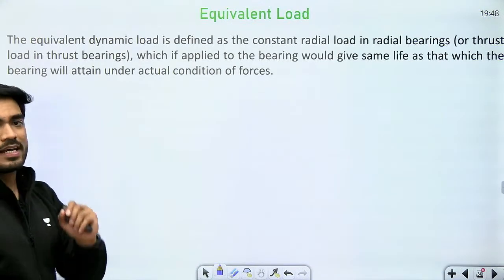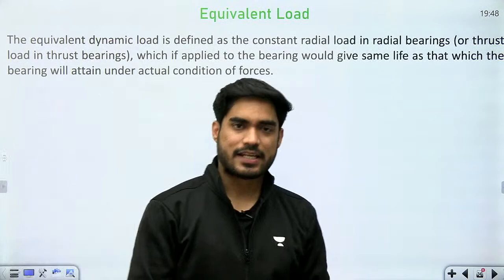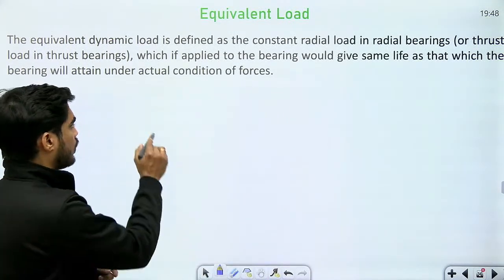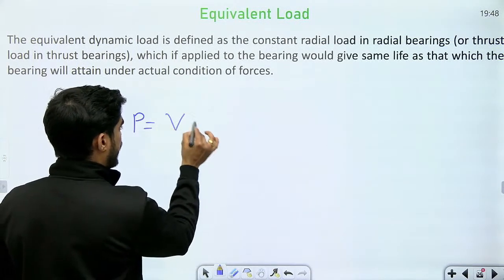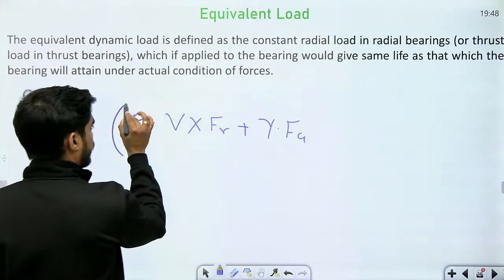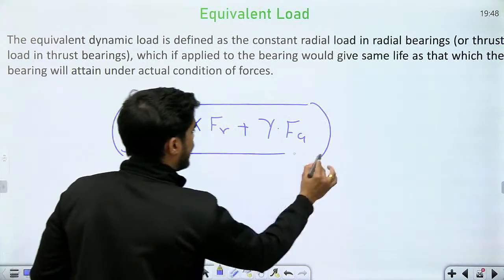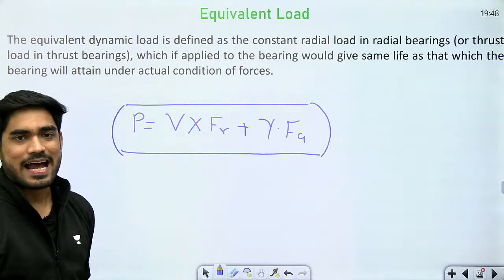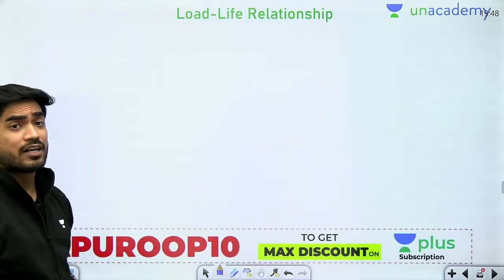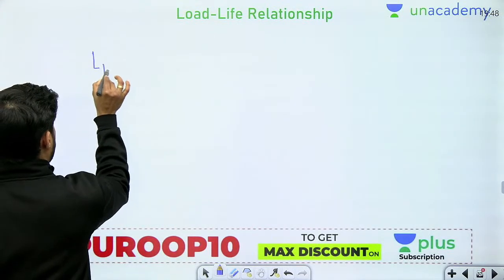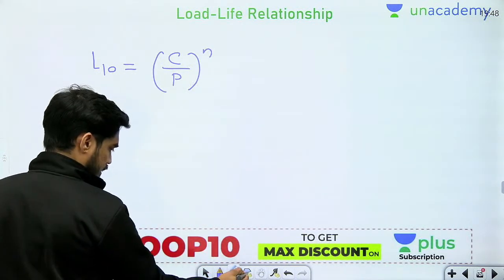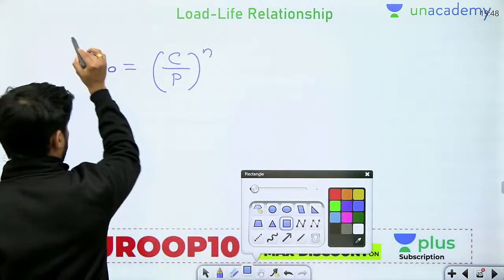Then we saw equivalent load. If there is radial as well as axial load, combining them gives an equivalent load, and the equation was P equals V into X into Fr plus Y into Fa, where P is the equivalent load, Fr and Fa are the radial and axial loads, X and Y are load factors, and V is the race rotation factor. Then we saw the load-life relation, a very important relation. L10 equals (C by P) whole to the power N. This is the single equation that you need to remember.